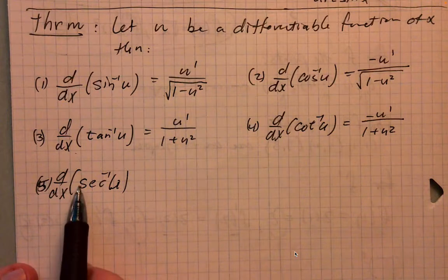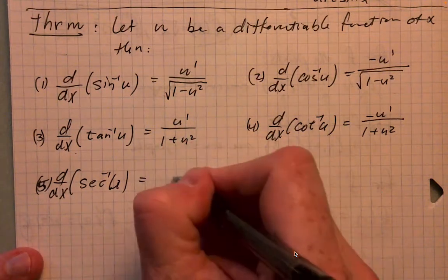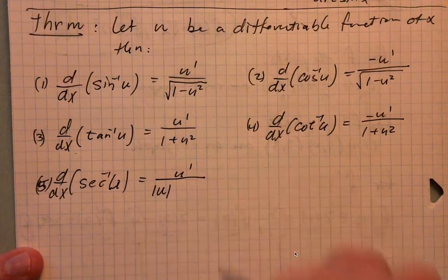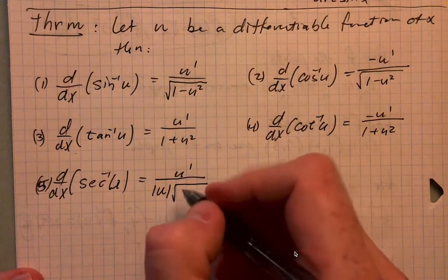So this is the inverse secant of u, the derivative, and it is going to be u prime divided by, now here it's absolute value of u, so the function u itself out front, and then divided by the square root of u squared minus 1.